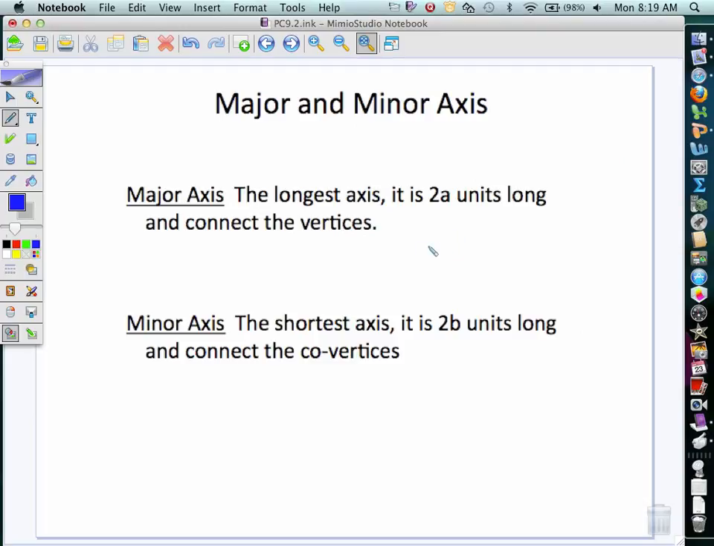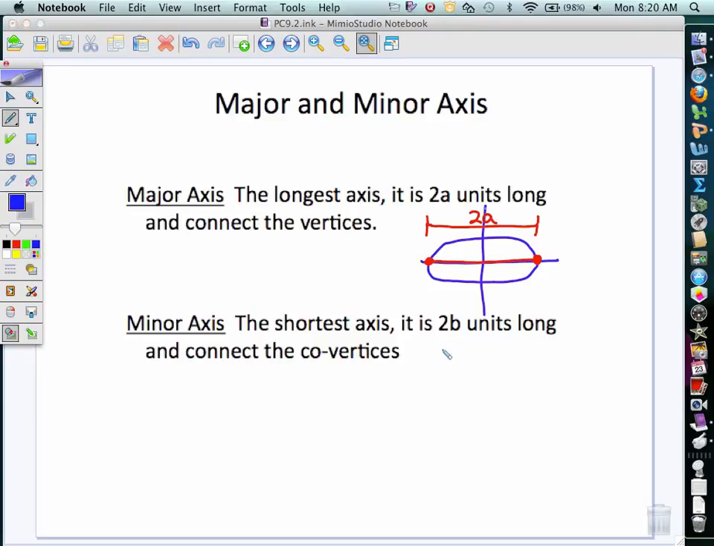We also have what's called major and minor axis. A major axis is the longest axis. It is 2a units long and connects the vertices. So here's what we've got. If this is my ellipse, then this is the major axis. It's from the vertex here all the way to the other vertex. And the length of it is 2a. From here all the way across is the length of 2a.